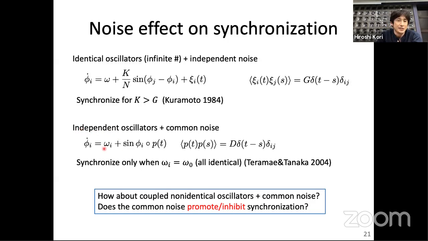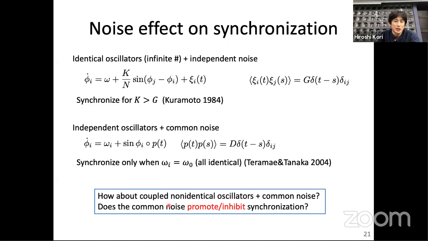In another case, we have independent oscillators plus so-called common noise. Common noise is important in real systems because it describes environmental fluctuations, such as the room temperature in the experimental room. The effect of common noise on oscillators is also interesting. In this modeling, we usually consider the phase response curve as well. And here P(t) is a common noise, white Gaussian noise. This is a work by Teramae and Tanaka in 2004, and they show that this system shows synchronization only when the oscillators are all identical.